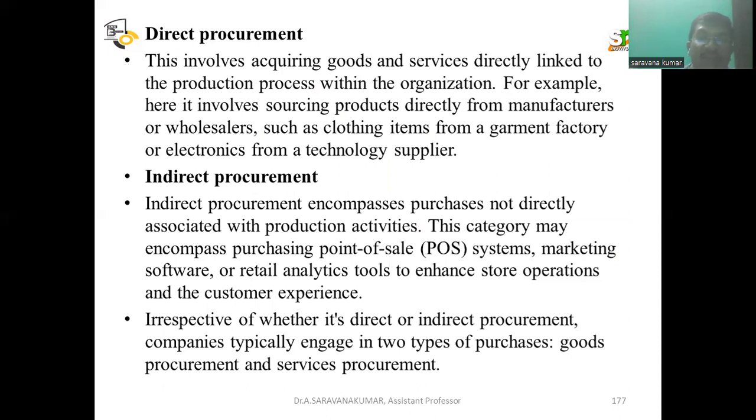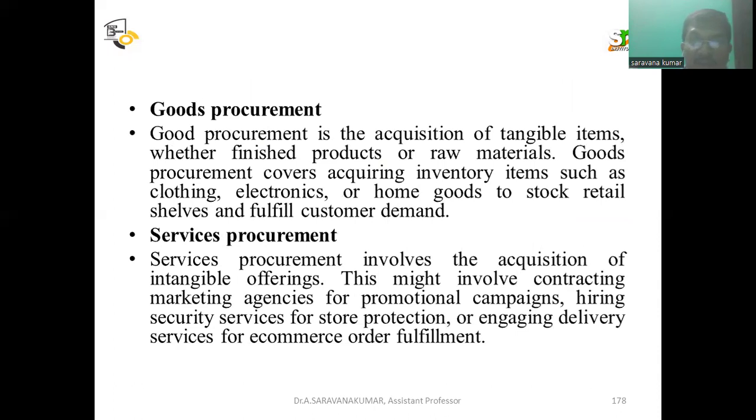Irrespective of whether it's direct or indirect procurement, companies typically engage in two types of purchase: goods procurement and service procurement. Goods procurement is the acquisition of tangible items. If you can touch it, it's an object. Whether finished products or raw materials, goods procurement covers acquiring inventory items such as clothing, electronics, or home goods to stock retail sales and fulfill customer demand. Service procurement involves the acquisition of intangible offerings. It's not seen. This might involve contracting marketing agents for promotional campaigns, hiring security services for store protection, or engaging delivery services for e-commerce order fulfillment.